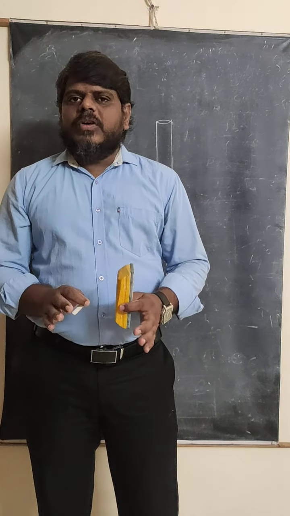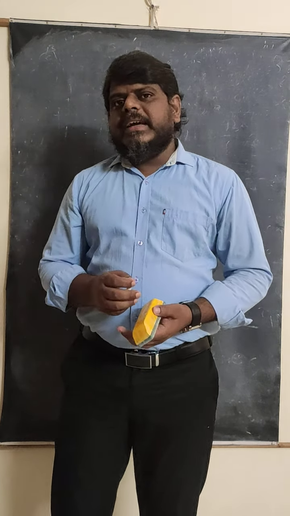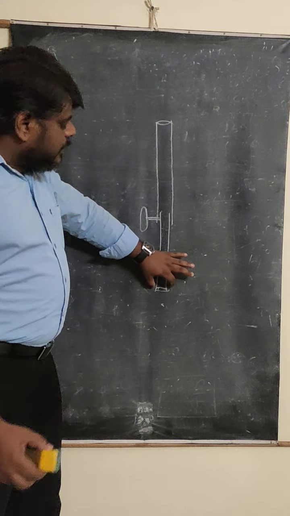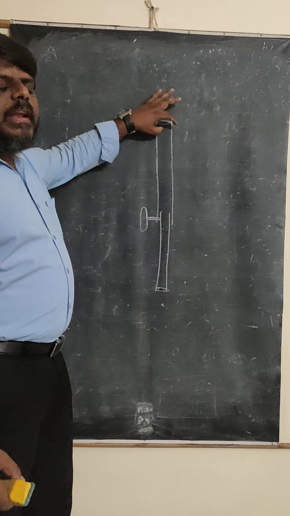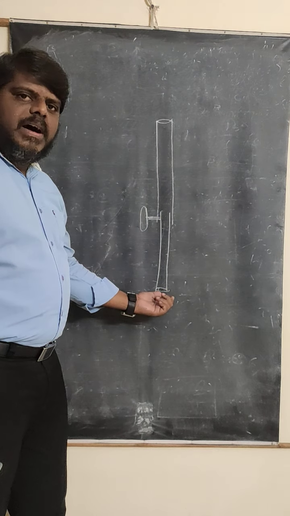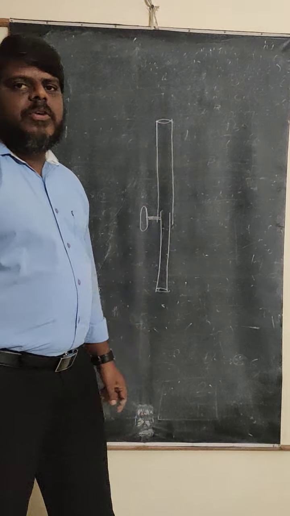So the microscope will contain how many lenses? Two lenses. One is called the objective lens and another one is called the eye lens. And one more important thing in this compound microscope is that the objective lens focal length will always be small and the eye lens focal length will be large. A small focal length objective lens and a large focal length eye lens are used in the case of a compound microscope.